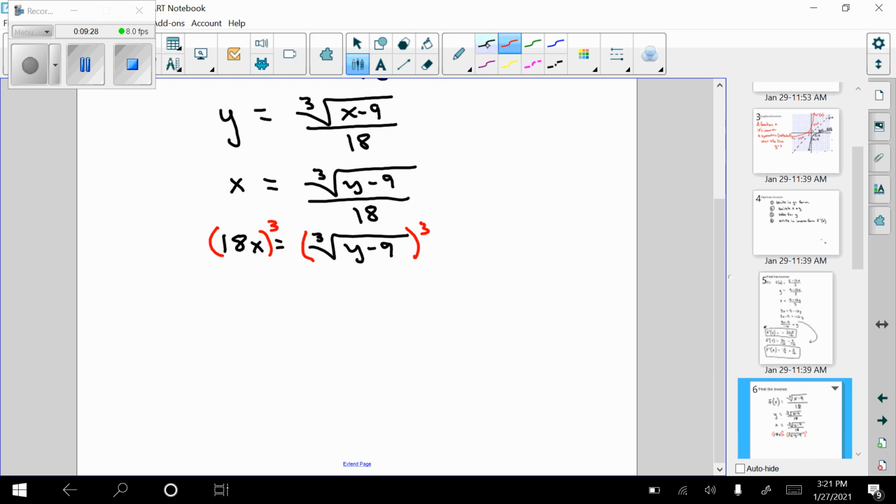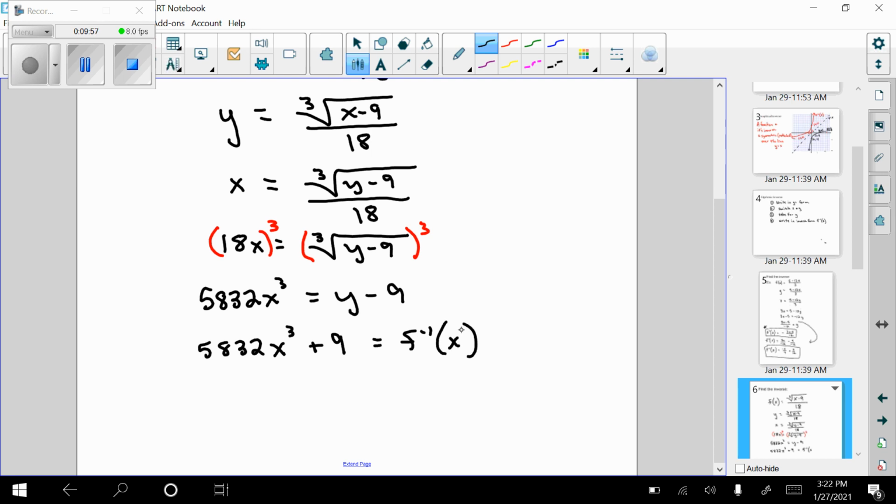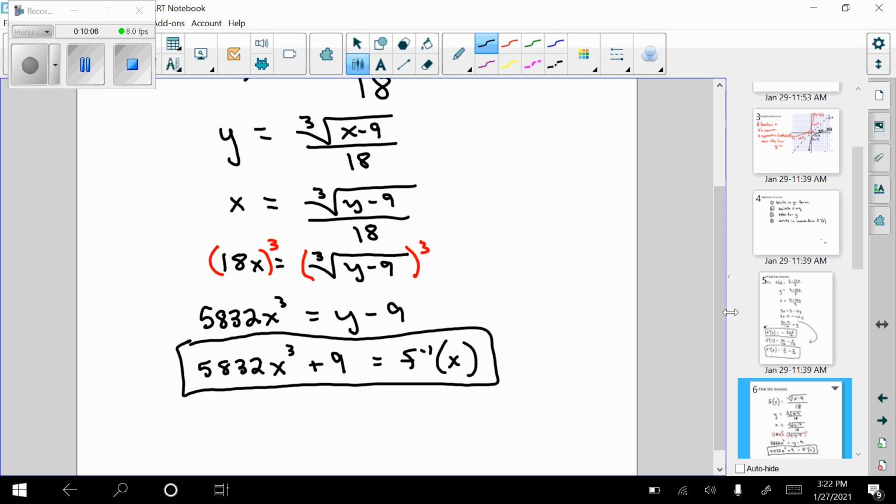So on the left side, if you get your calculator and take 18 cubed, you're going to get a pretty large number that is 5832. X cubed equals y minus 9. Add 9 to both sides. And go ahead and change the y to inverse notation. So we should know from our Algebra 2 and or college algebra that the inverse of a cube root has to be a cubic function because they undo each other.